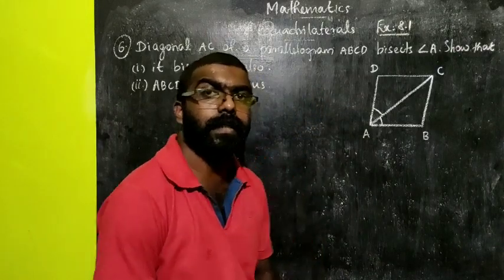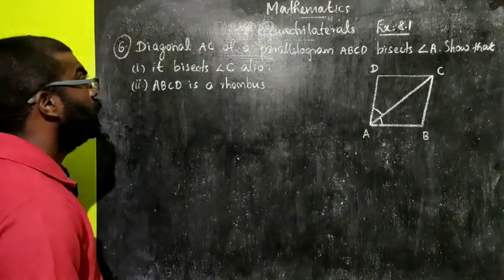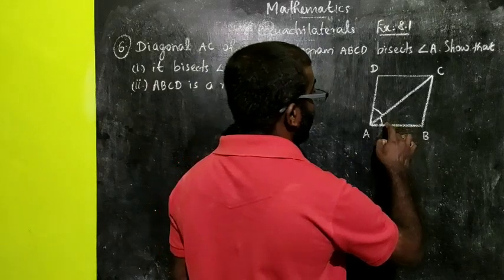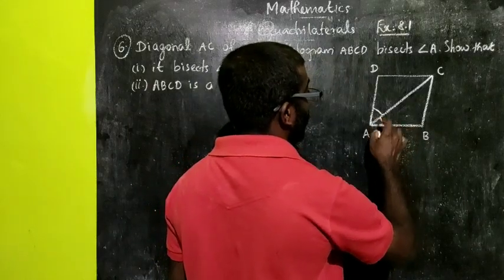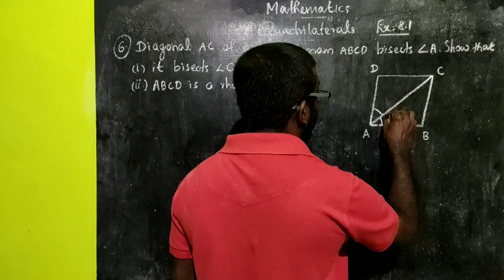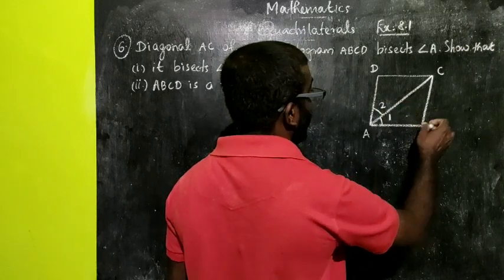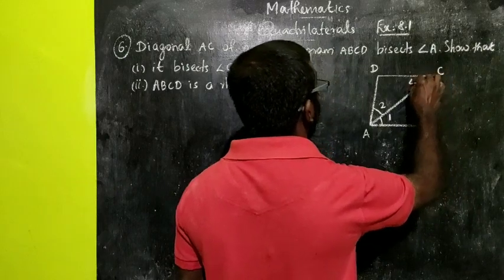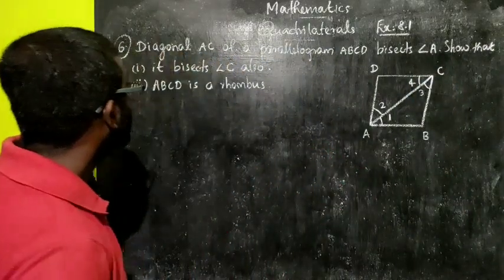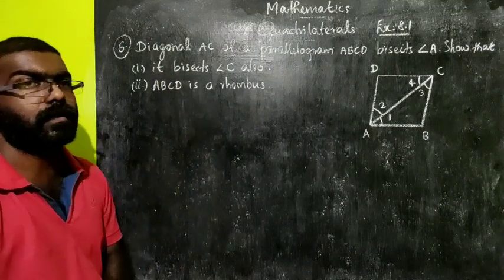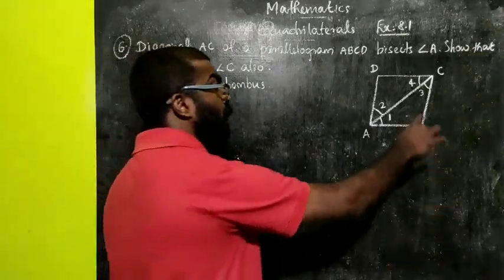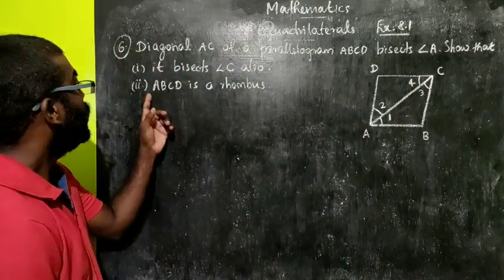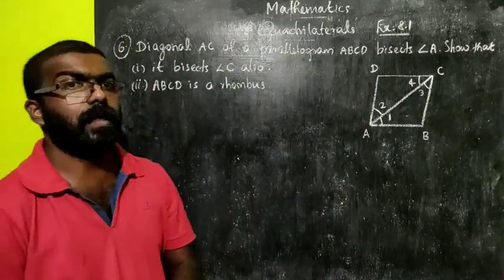Now we move on to question number 6. Diagonal AC of a parallelogram ABCD bisect angle A. So these two angles will be equal. Here we can mark it as 1 and 2. Here also we can mark angle 3 and angle 4. Show that first part it bisect angle C also. That means we have to prove angle 3 is equal to angle 4. And second part, ABCD is a rhombus.